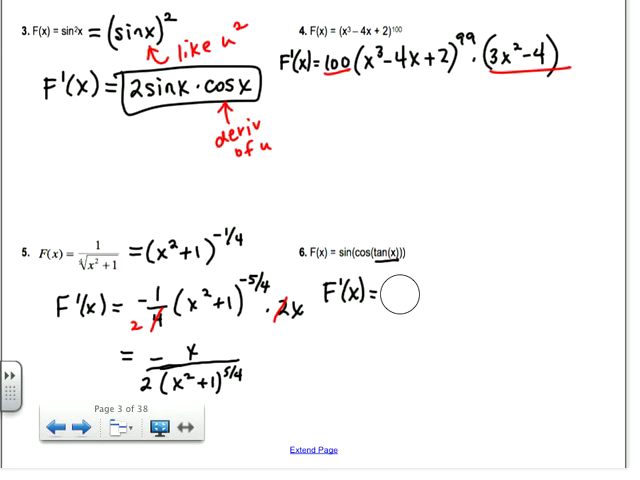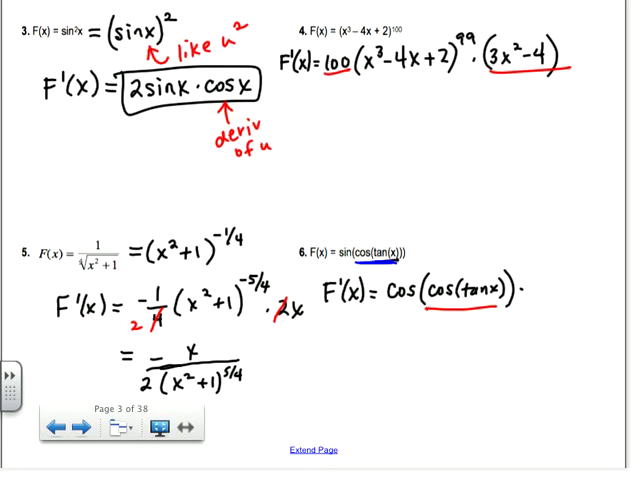Oh wait, I've already messed it up. Let me think. Let's do this whole thing. If I just had sine of something, how do I take the derivative of it? Cosine of something, right? So we're first going to start out with cosine of the whole inside part, so cosine of tangent of x. But then we need to multiply by the derivative of what's inside.